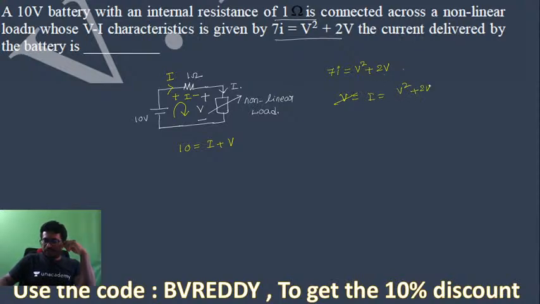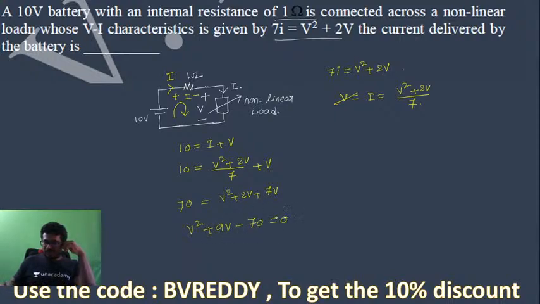I equals V square plus 2V by 7. I can replace this value here. 10 equals V square plus 2V by 7, plus V, which gives 10 equals V square plus 2V plus 7V, all over 7. I can say this is 70, isn't it? So V square plus 9V minus 70 equals 0.